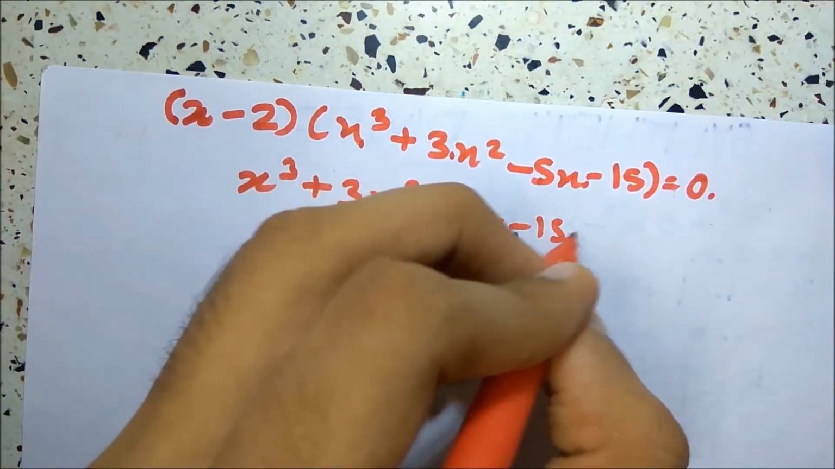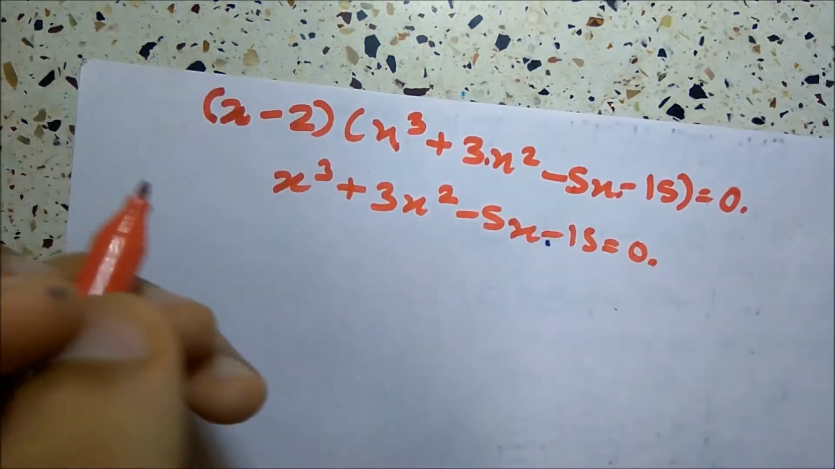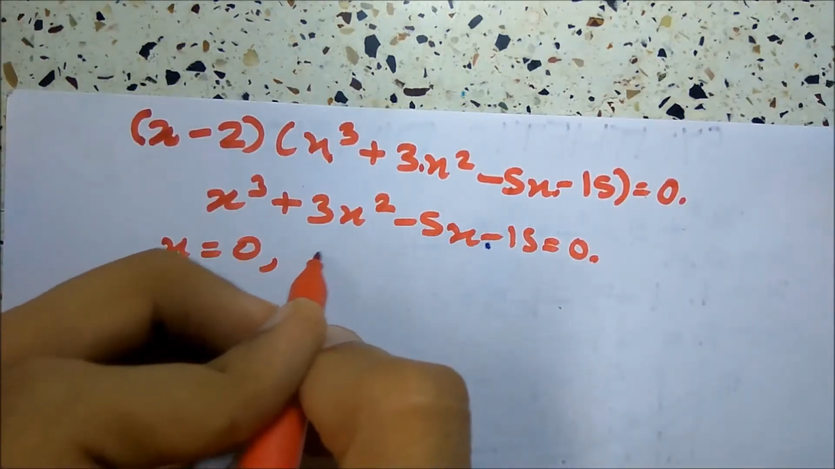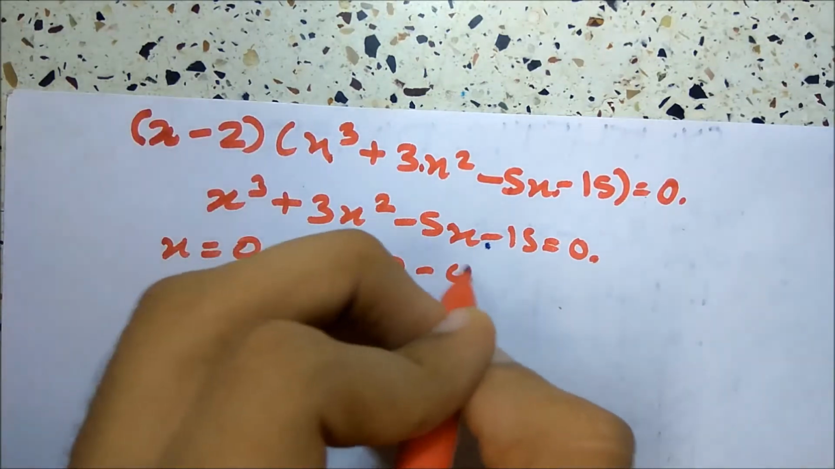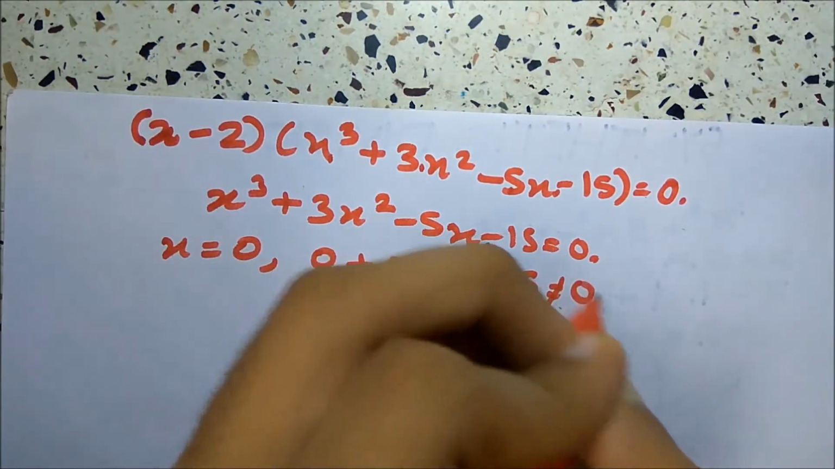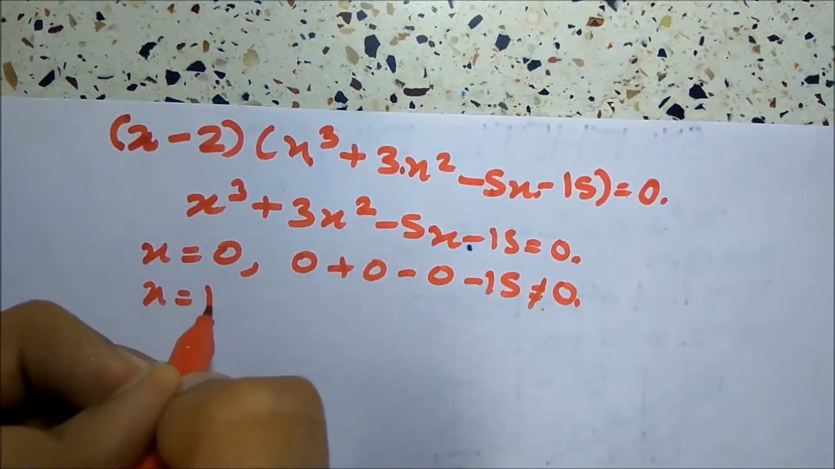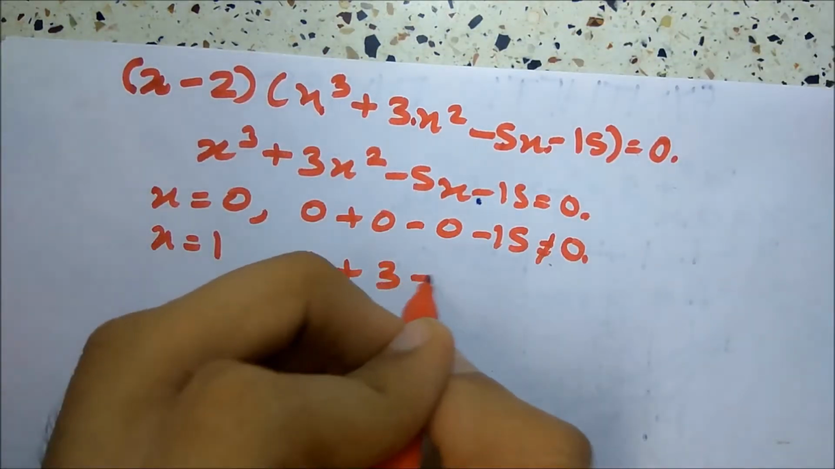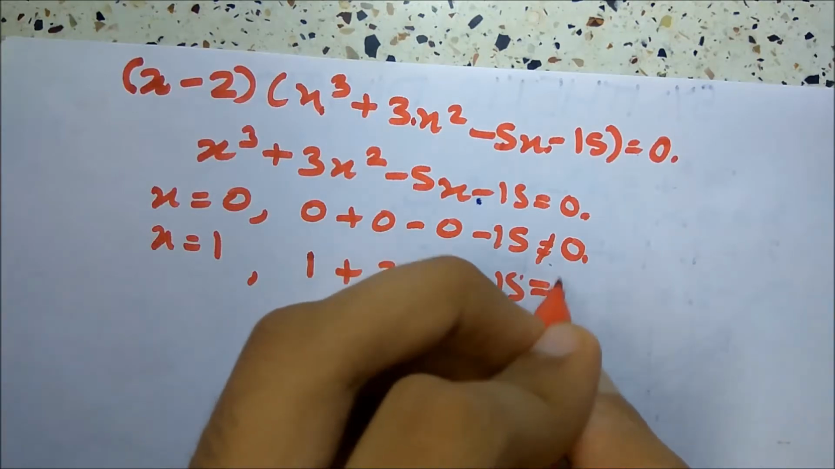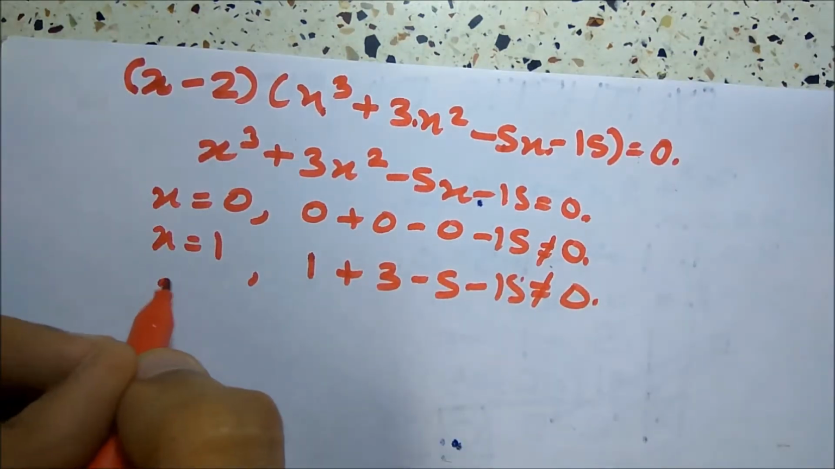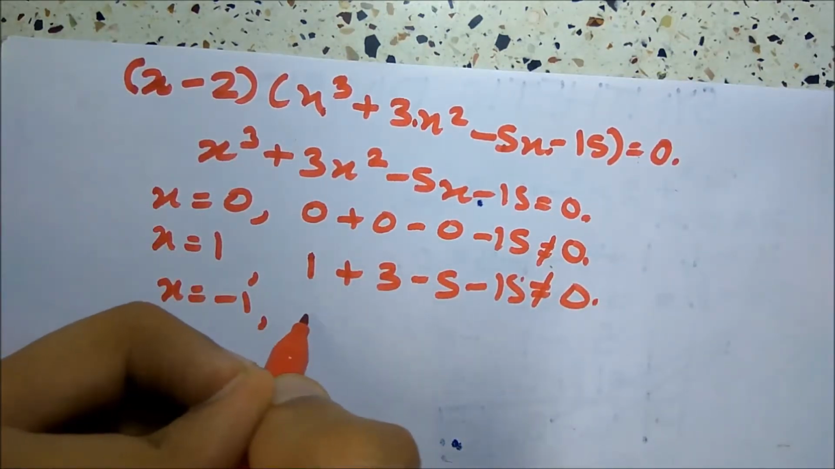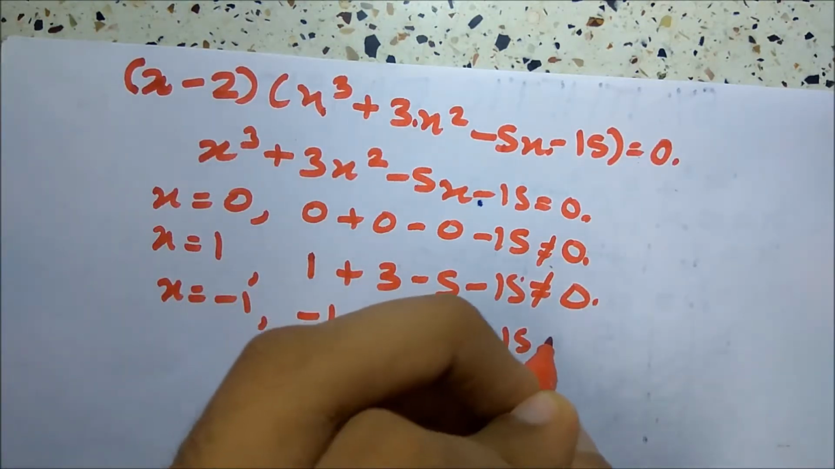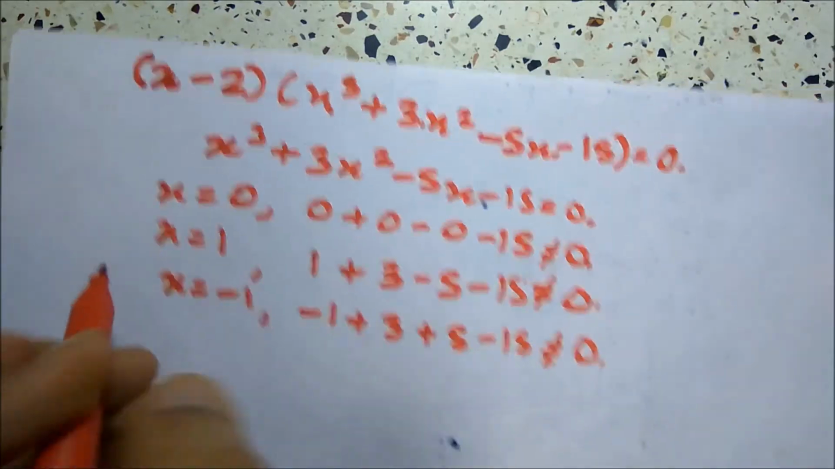separately, and now what I am going to do is again put some values. X equals 0, what will I get? 0 plus 0 minus 0 minus 15, not equal to 0. X equals 1, what will I get? 1 plus 3 minus 5 minus 15, which is also not equal to 0. X equals minus 1, what will I get? Minus 1 plus 3 plus 5 minus 15 is also not equal to 0.